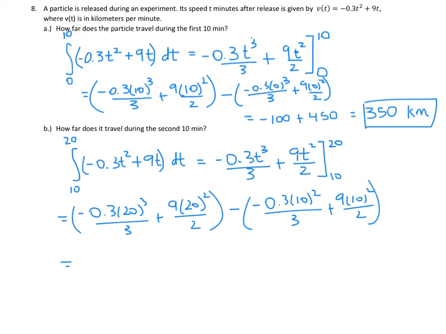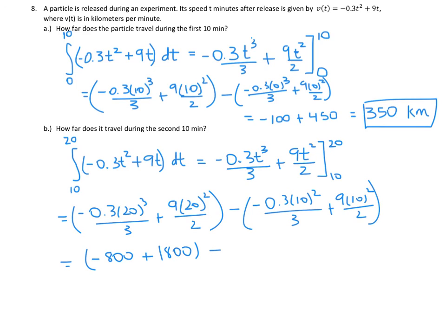Alright, simplifying. In this first term here, we have 20 cubed. 20 cubed is 8,000. And then 8,000 times negative 0.3 is going to be negative 2,400. Negative 2,400 divided by 3 is going to give us negative 800. Plus, and then over here we have 20 squared. 20 squared is 400. And then 400 times 9 is going to give us 3,600. And then 3,600 divided by 2 is going to give us 1,800.